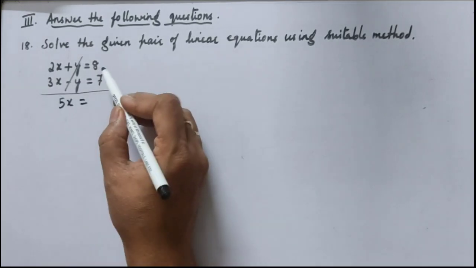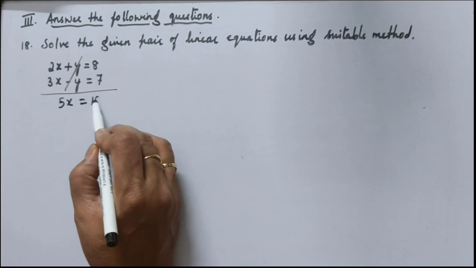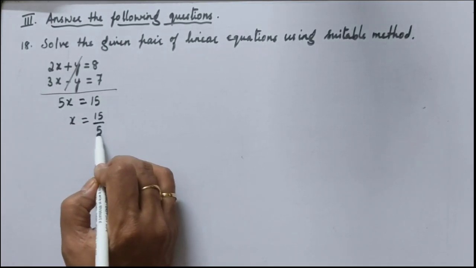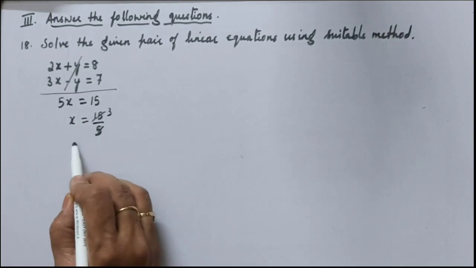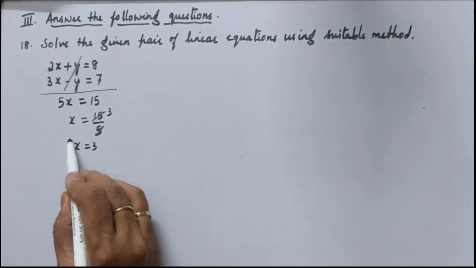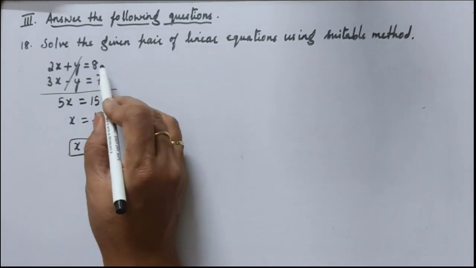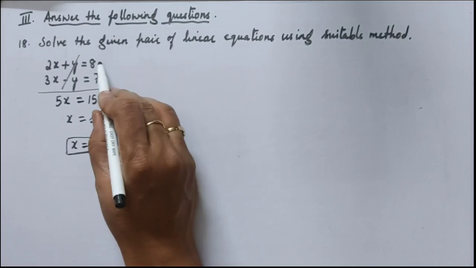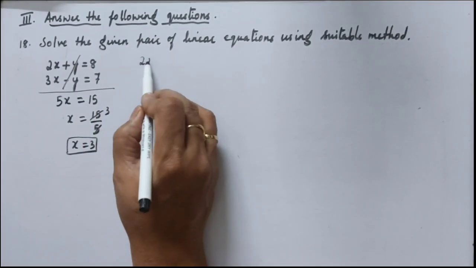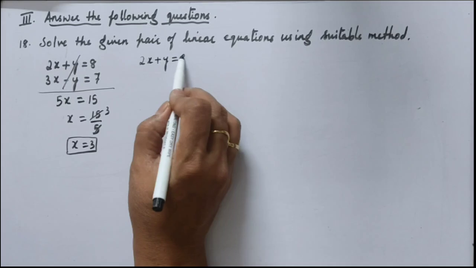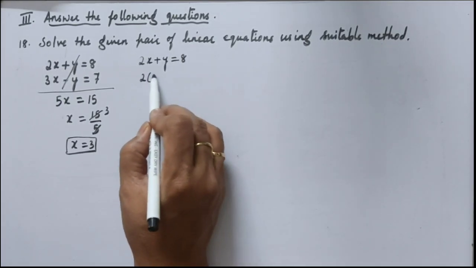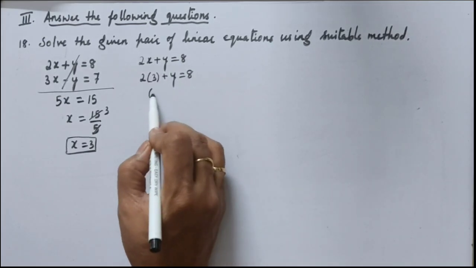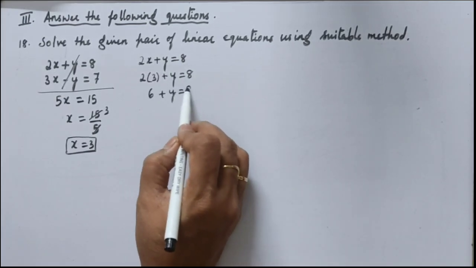5x is equal to 8 plus 7 is 15. So x equals 15 upon 5. 5 ones are 5, 5 threes are 15. We got x equals 3 here. Now we can choose any of these equations, either 1 or 2. The choice is yours. So I'll take the first one, that is 2x plus y is equal to 8. So 2 into 3 plus y is equal to 8. 2 threes are 6 plus y is equal to 8.